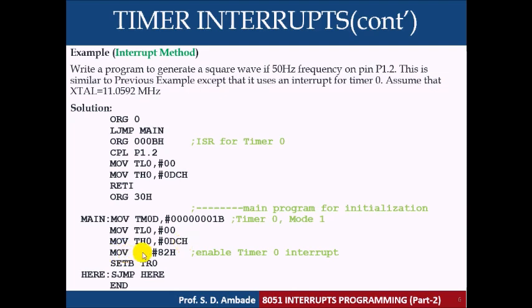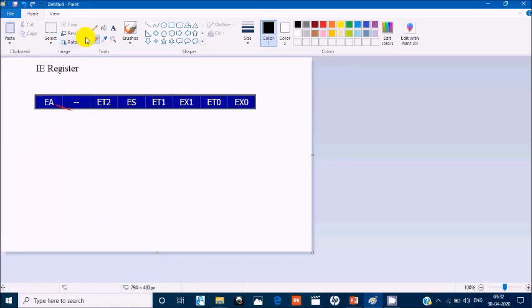MOV IE, #82H. It is for enabling timer 0 interrupt. As we see, this is our IE register.